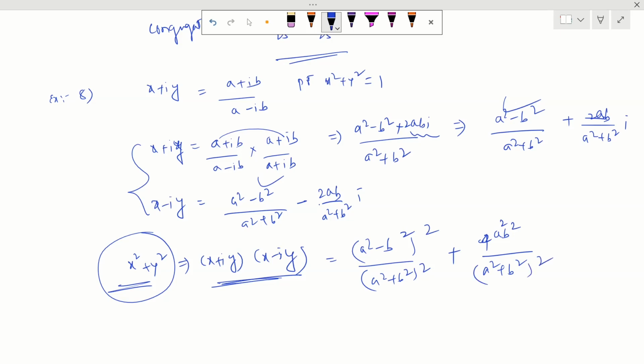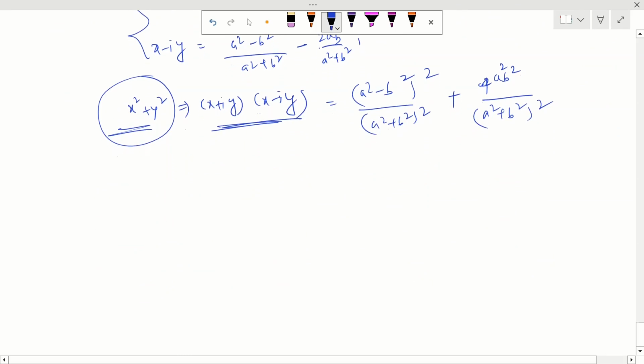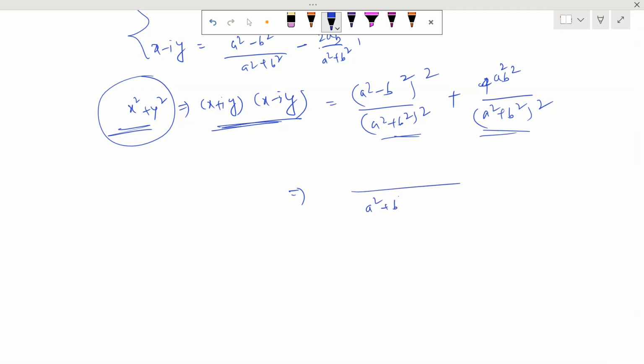Now if we solve this one, here both LCMs are the same, it is a square plus b square whole square. And now when we are solving this one, a square minus b square whole squared plus 4a square b square becomes a square plus b square of whole square, right? So when we solve this, the LCM is the same here, and the remaining term will be a square plus b square, and this term will get cancelled, and we will finally have it equal to 1. Okay, so now this chapter 4 is completed.